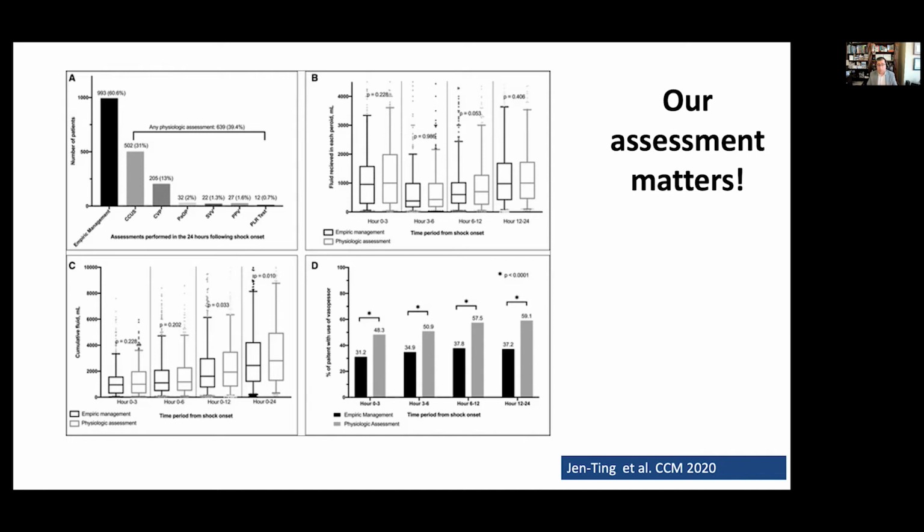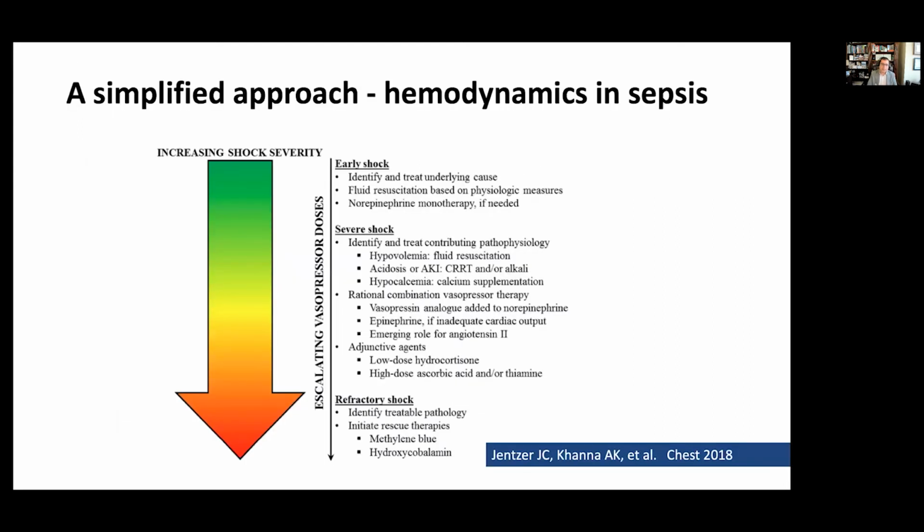That is really where we want to take all of this. We want to take all of this to a more personalized medicine approach and go away from the one size fits all approach. And again, this is our simplified approach of management of hemodynamics and sepsis. This is no rocket science, but really, again, if you look at the middle part here, I do emphasize rational combination vasopressor therapy that should be all the way up front, that starts with norepinephrine all the way in an early shock state itself.